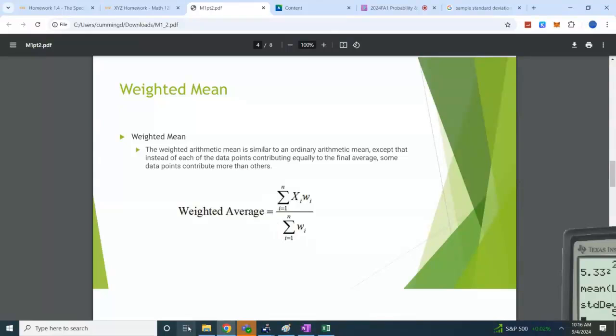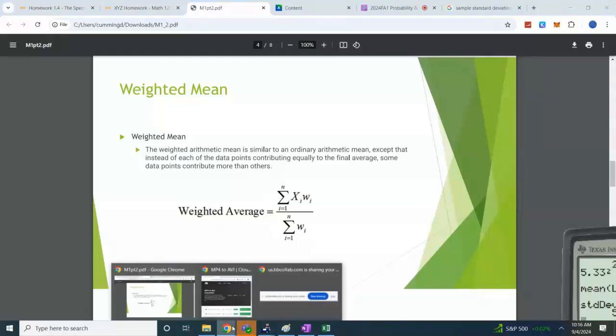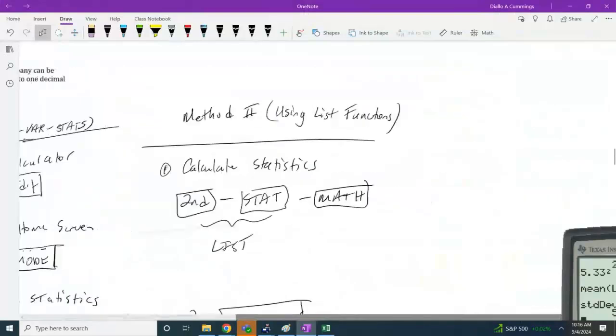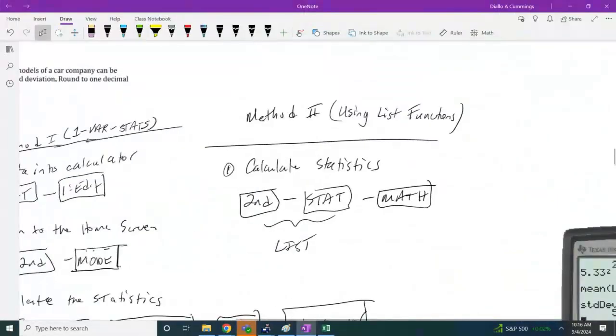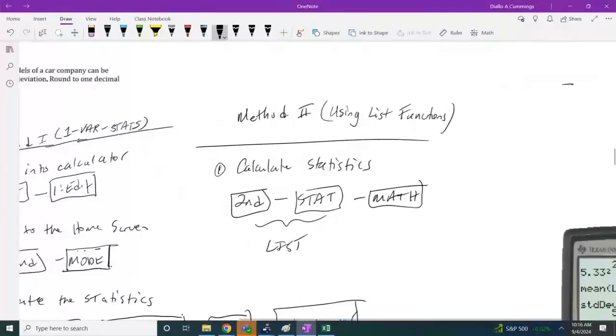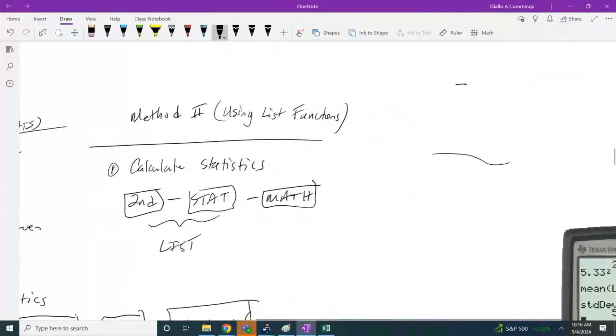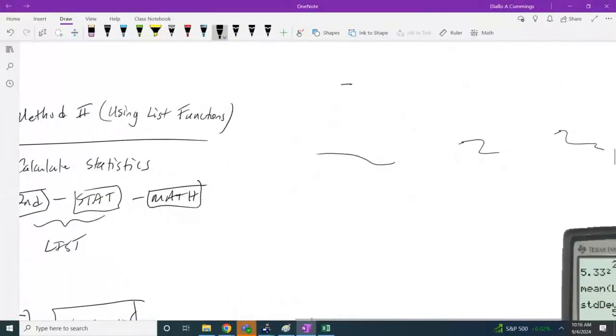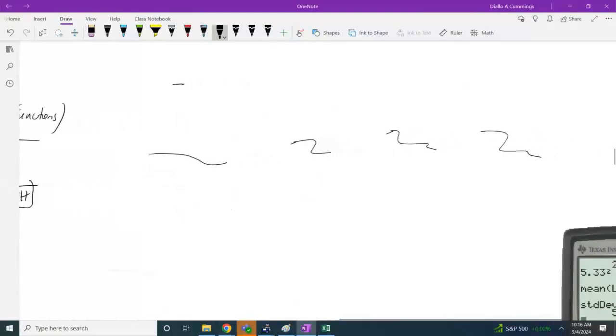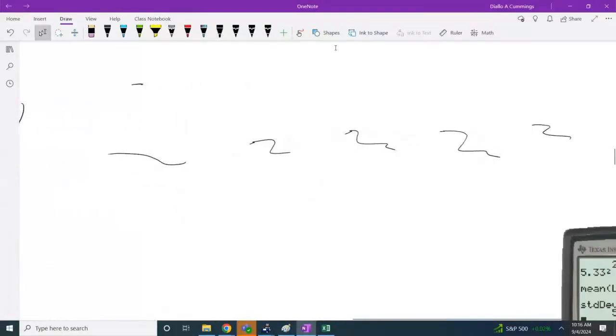Now, this is something that is not on the slides. This thing used to just let me slide it over. Now I've got to do all kinds of crazy stuff.